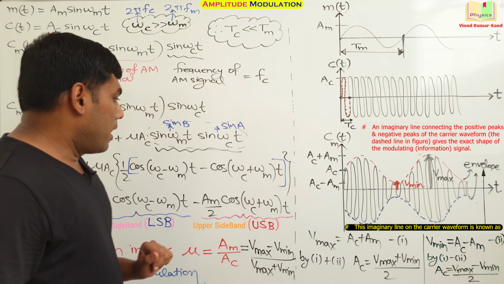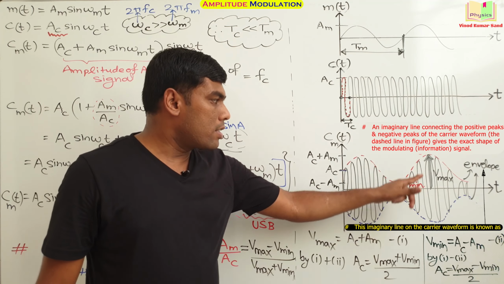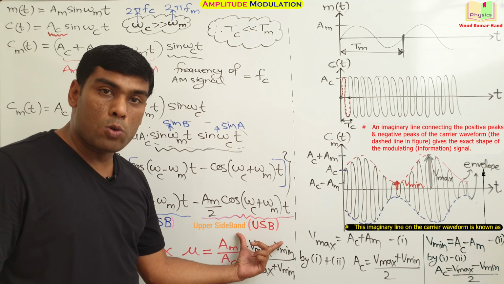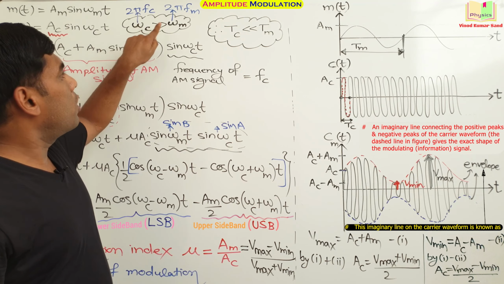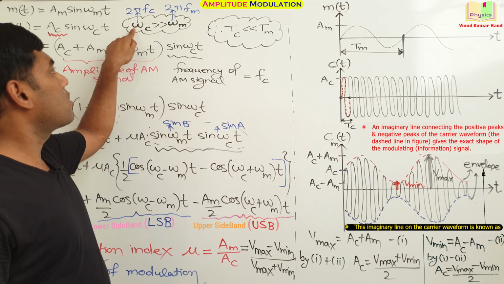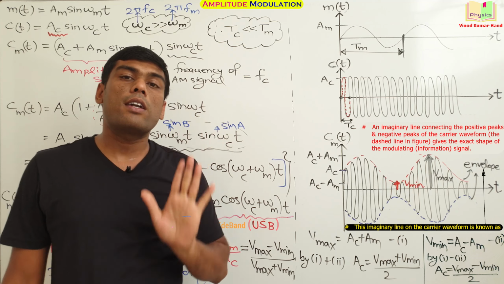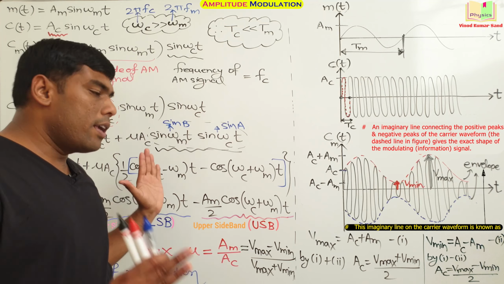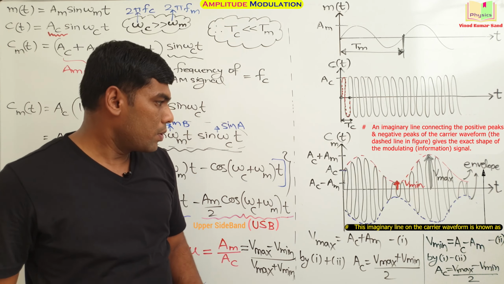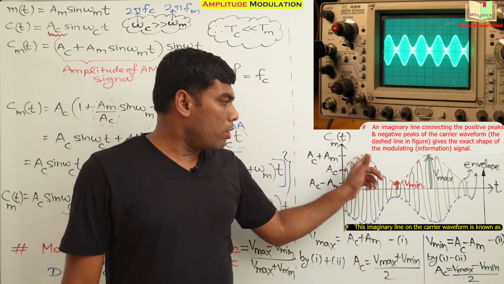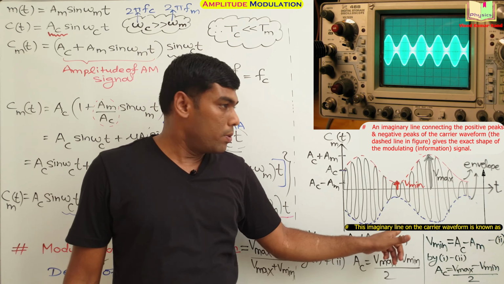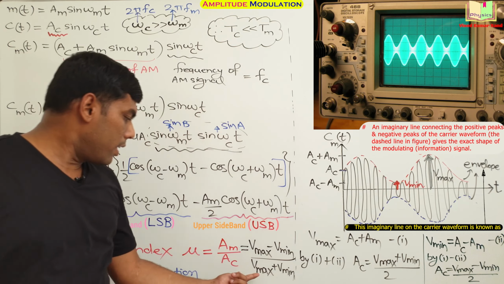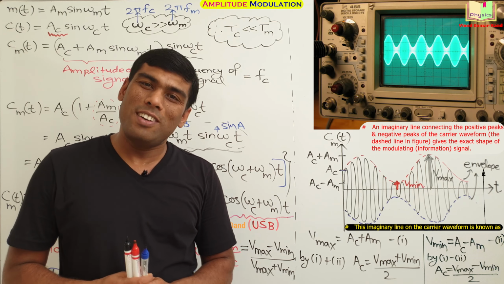Now the frequencies of LSB and USB are different, but they will be a bit close. Why? Omega C is much greater than omega M. Let's say omega C is 10,000 and omega M is 10. Then 10,000 minus 10 and 10,000 plus 10 will be a bit close to each other. Got it? And then this waveform can be observed on the oscilloscope. In the oscilloscope, we can directly see the V maximum and the V minimum, and then we can obtain the value of the modulation index.